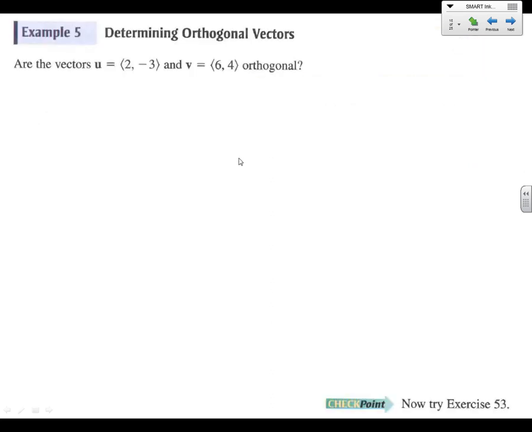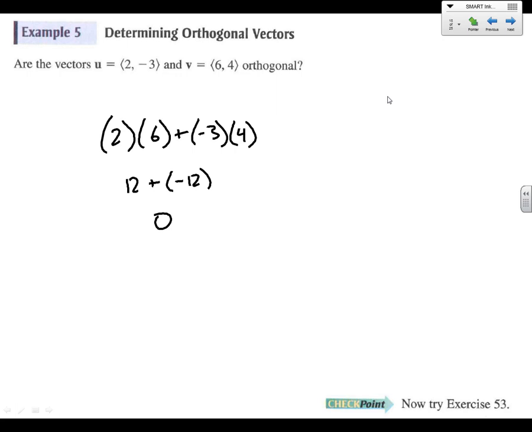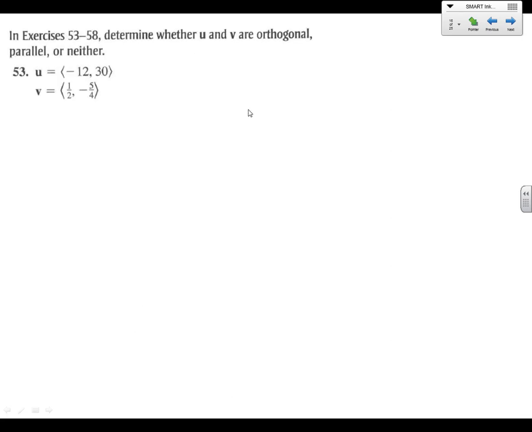So are these two vectors orthogonal? Let's find out the dot product. 2 and 6 plus negative 3 and 4, that's 12, and negative 12. That adds up to 0. So yes, orthogonal. If the dot product is 0, back to the pen, there it is, then yes, we are orthogonal, which means that those two vectors are perpendicular and form a right angle. Tell me if these two vectors are orthogonal.